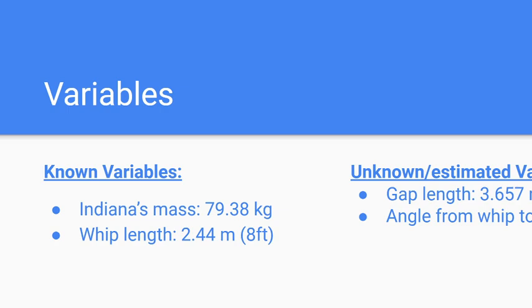And these are our variables we started with. We had known variables and unknown and estimated variables. Our known variables are Indiana's mass, which we looked up online, which is 79.38 kilograms, and the whip length, which is 2.44 meters, which is converted to 8 feet. Our unknown and estimated variables are the gap length and angle from whip to ground, which are 3.657 meters and 12 feet, and the angle is 45 degrees.